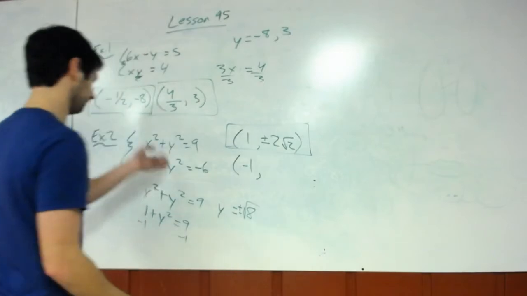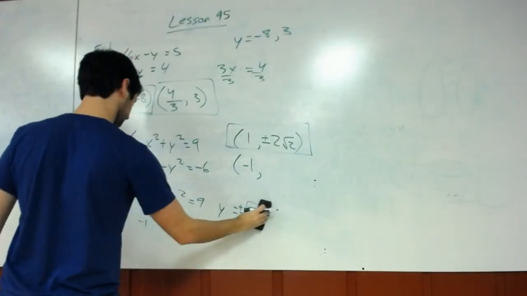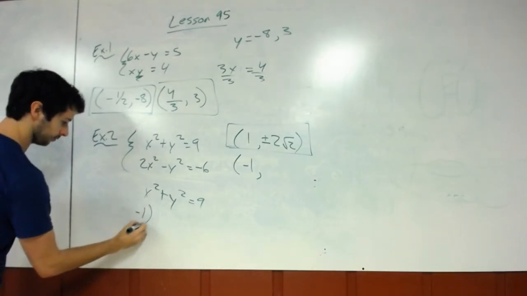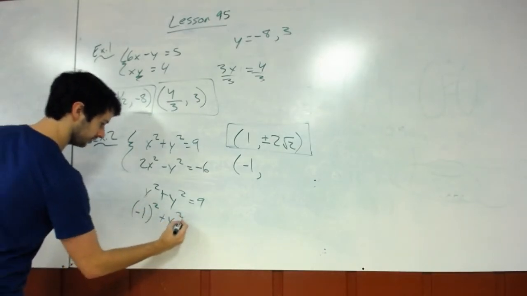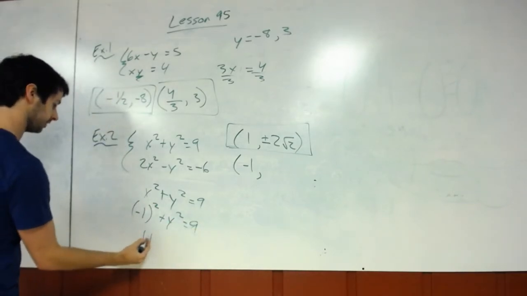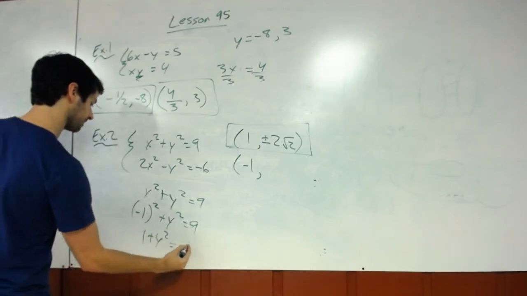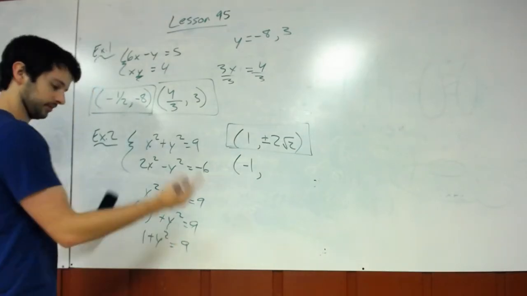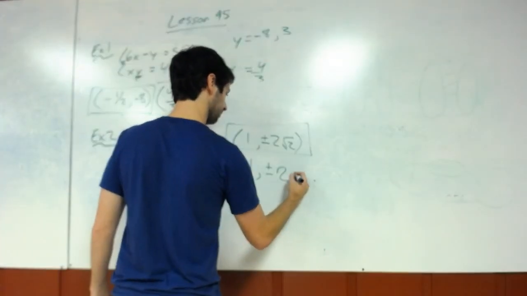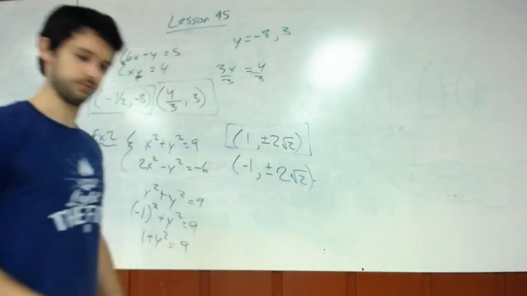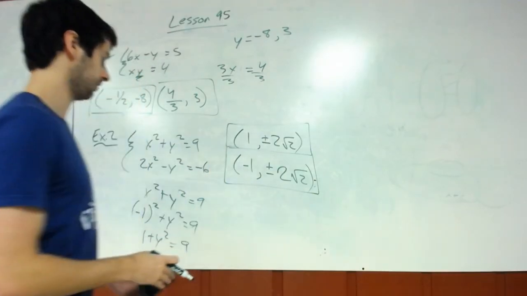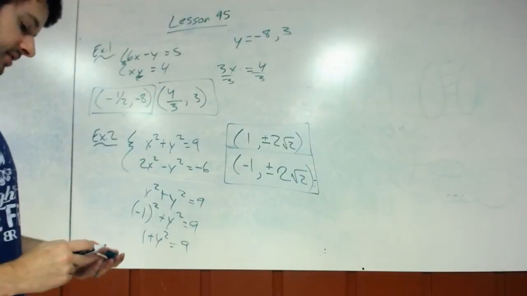Now we're going to look at the negative 1. So plug in negative 1. Well, negative 1 squared is going to be a positive 1. So we're actually right back to where we started. I'm not going to solve it all, it's the same thing as the last one. We end up getting plus or minus 2 square root of 2. So there are our solutions, and you just use substitution or elimination.